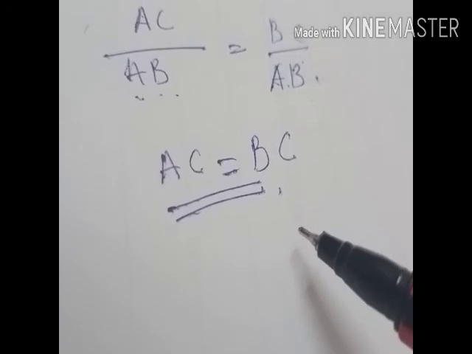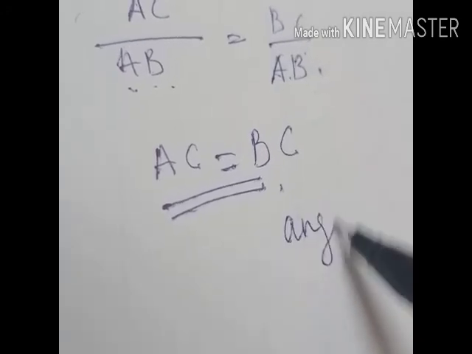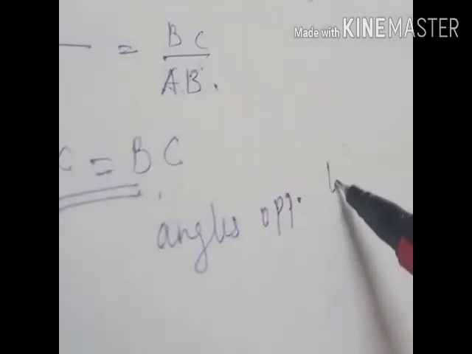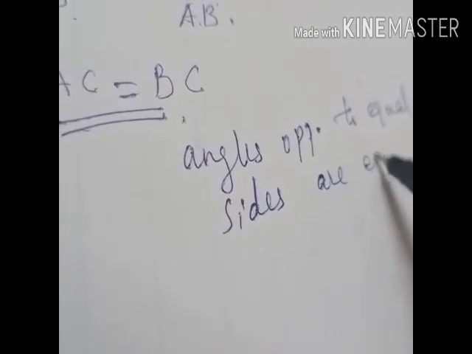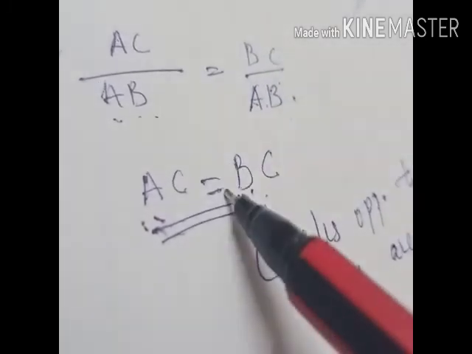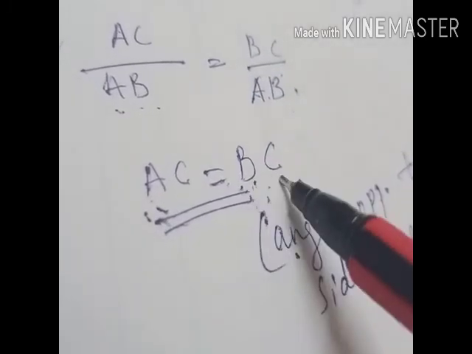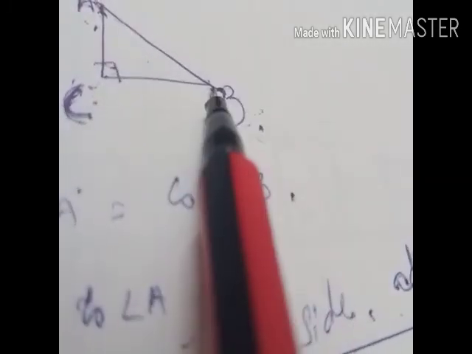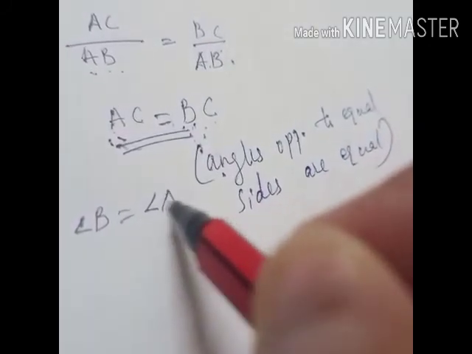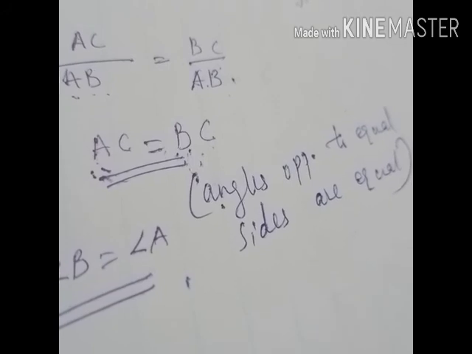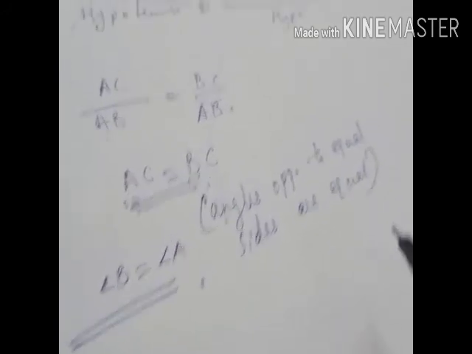Then last year you already studied that angles opposite to equal sides are equal. So these two sides are equal, which means the angle opposite to AC and the angle opposite to BC are also equal. The angle opposite to AC is B, the angle opposite to BC is A. So we can write angle B equal angle A. Clear?